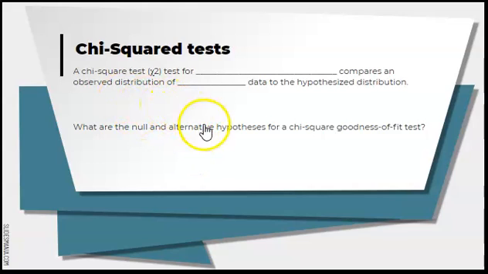A chi-squared test for goodness of fit compares an observed distribution of categorical data to a hypothesized distribution. So, chi-squared test uses categorical data. Everything we've done up until now has been quantitative. But chi-squared is what we use when we have a set of categorical data. Now, goodness of fit is one type of chi-squared test. There's 3 of them, and we'll cover all 3 in this chapter. But the first one is just goodness of fit, and it's the simplest one.